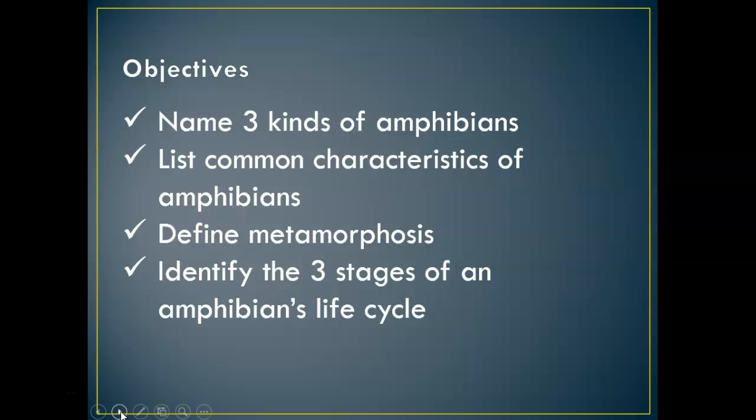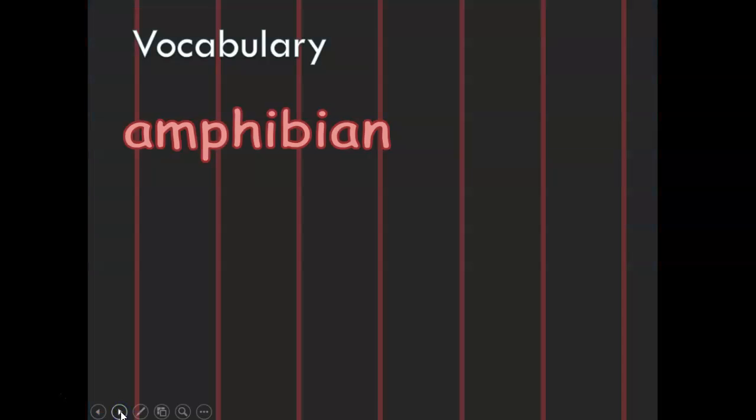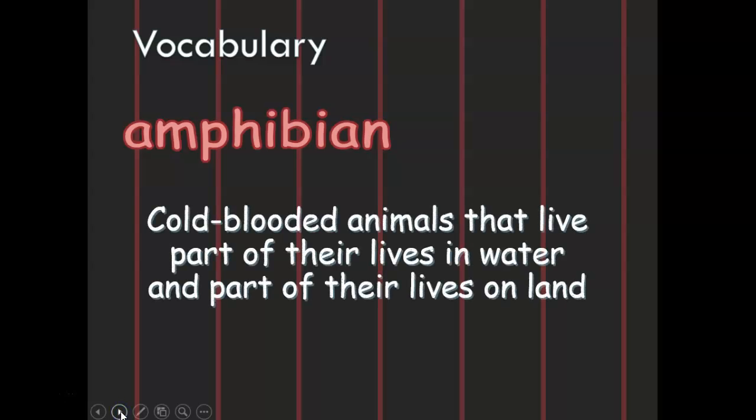Amphibians are quite interesting animals. The word amphibian itself means double life, and we will understand what that double life is as we go through the slides here. So what is an amphibian? An amphibian is a cold-blooded animal that lives part of their lives in water and part of their lives on land. So when an amphibian is born, it does not look like its parent.